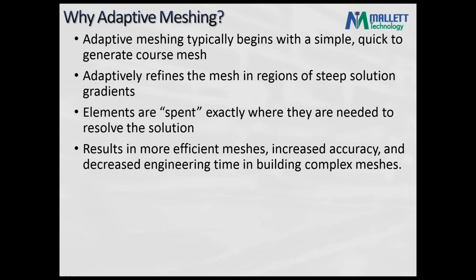So adaptive meshing begins with a simple, quick-to-generate coarse mesh, so it doesn't require a lot of engineering time up front, and it adaptively refines that mesh in regions of steep solution gradients. So the elements are spent exactly where they're needed to resolve the solution, and it results in more efficient meshes, increased accuracy, and decreased engineering time. It's all around a win-win-win-win-win, but it's very often overlooked.